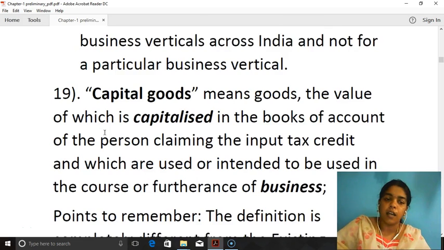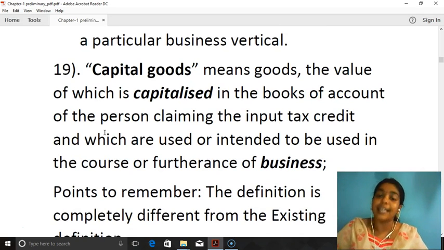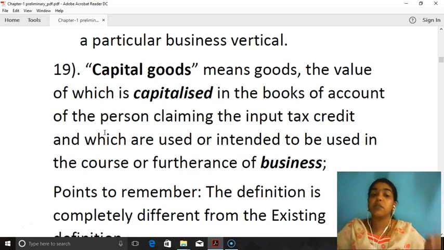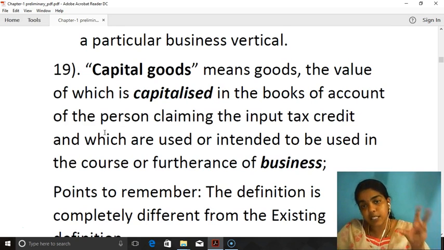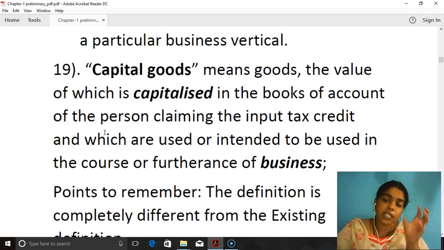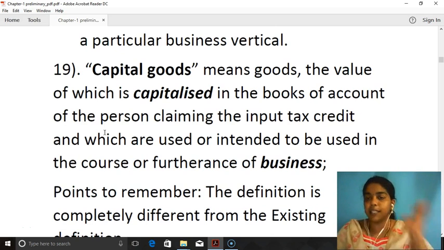Next, capital goods. If you just recall, in service tax, capital goods was given a lot of restrictions and definitions. Service tax listed out those goods which could be called capital goods. But as far as GST is concerned, the definition of capital goods is very simple and very wide in nature.